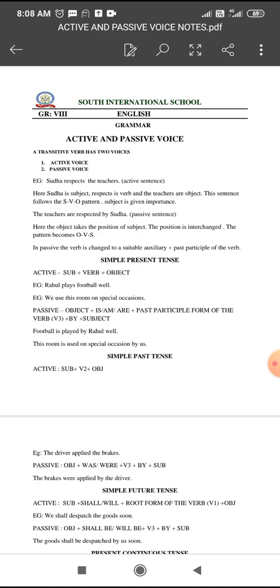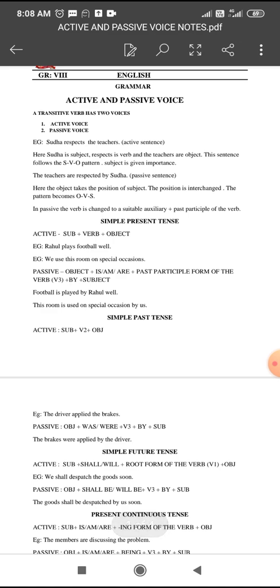In active voice, the subject comes first, then the verb comes, then the object comes. So that is the pattern subject, verb, object, the SVO pattern in active voice. Whereas in passive voice, the pattern is interchanged. Object comes first, then the verb comes, then the subject. An example is given here.